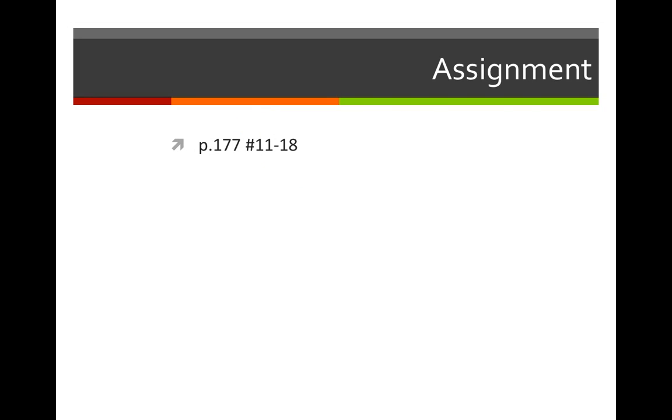So your assignment is on page 177 in your textbook, questions 11 through 18, and you should be using synthetic division for each of those. So give this a shot. It's much faster than the long division. It might seem a little bit tricky at first just because we're getting rid of all those variables and then having to put them back in. But in the long run, you'll be able to complete the problems a lot more quickly this way.